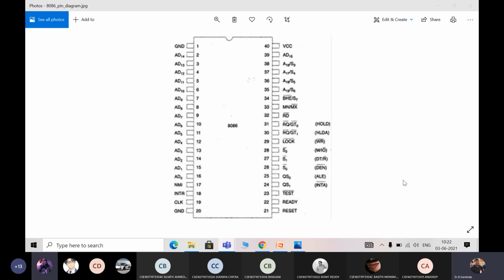Yes, sir. So what you are seeing is a pin diagram. This is a pin diagram of the 8086 microprocessor. So from here onwards, a real story will begin.